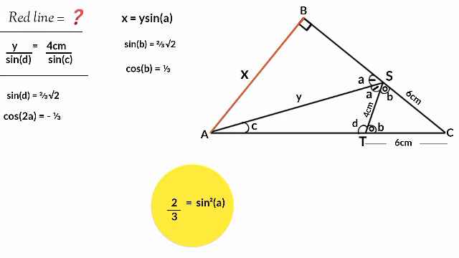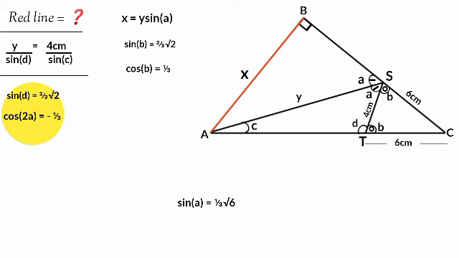Take the square root of both sides. Here the square root of sine squared A is sine A. And here the square root of 2 over 3 is root 2 over root 3. If you multiply by root 3 over root 3, it will be root 6 over 3. So root 6 over 3 equals sine A.